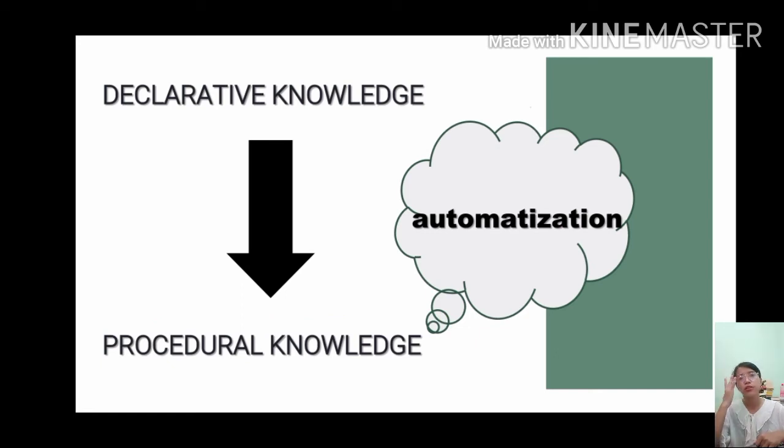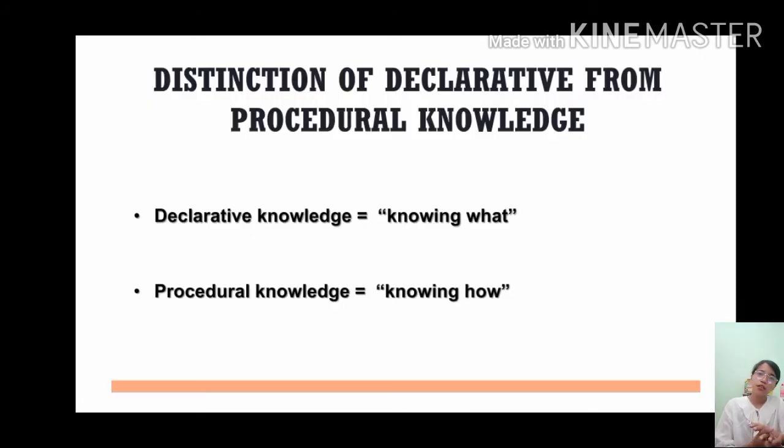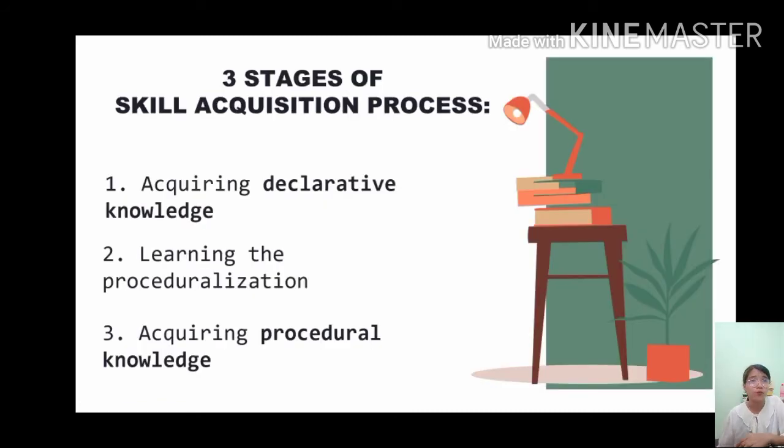So here is the distinction of declarative knowledge from procedural knowledge. Basically, declarative knowledge is knowing what, and procedural knowledge is knowing how. Now let us proceed to the 3 stages of the skill acquisition process according to the skill acquisition theory. We have here 3 stages: first, acquiring declarative knowledge; second, learning the proceduralization; and lastly, acquiring procedural knowledge.